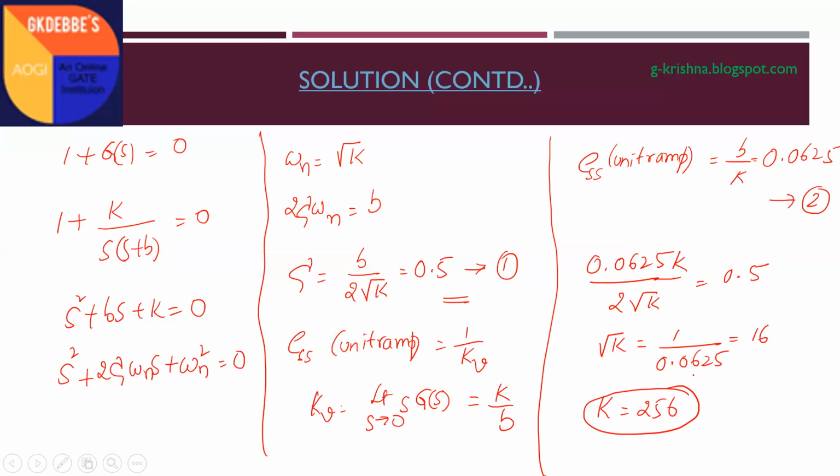Substitute this K equal to 256 in equation 2, and we get the value of b. b is nothing but root K itself, that is 16. Either from the first equation, b equals root K, or from the second equation, b equals 0.0625 times K. Whichever you use, you will get the K and b values. So which is the correct option? And a is already selected as 0. The correct option is C. Thank you.